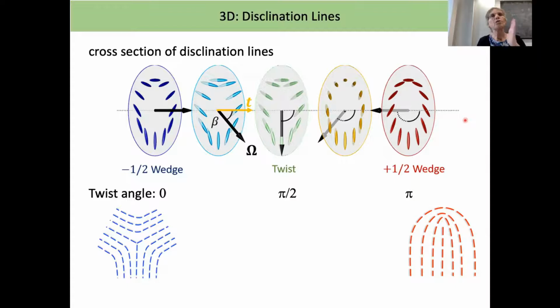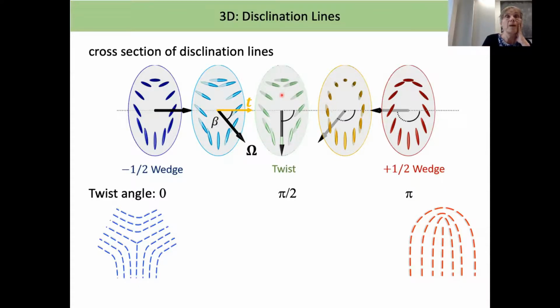And if I look at cross sections of the director field across the line, so this is a cross section of the director field. Okay, so these are tilted towards you, but they're really meant to go backwards into the slide. The cross section either looks like a minus a half defect, or it can look like a plus a half defect, or in the middle, it can look like a twist sort of defect where things tilt up out of the plane.